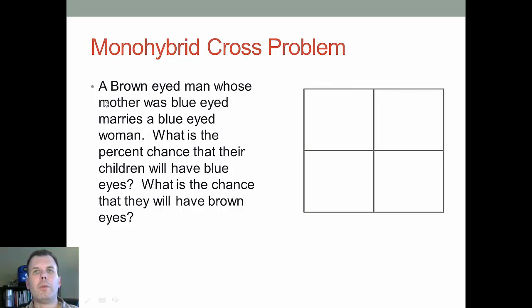So here's the problem. A brown-eyed man whose mother was blue-eyed marries a blue-eyed woman. What is the percent chance that their children will have blue eyes? And what is the chance that they'll have brown eyes? So the first thing you need to do is figure out the phenotypes and genotypes of the parents.